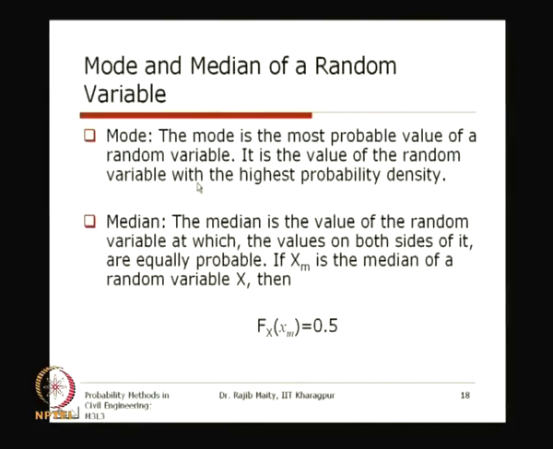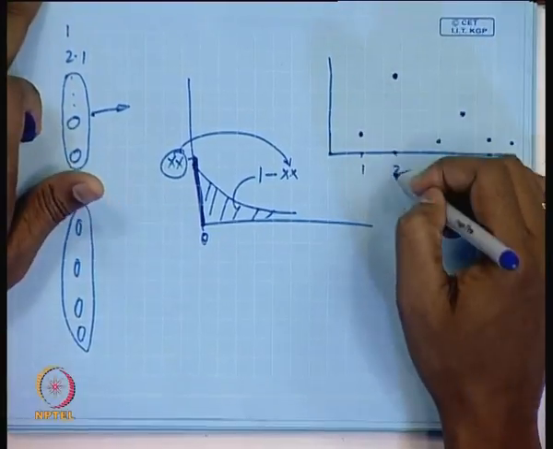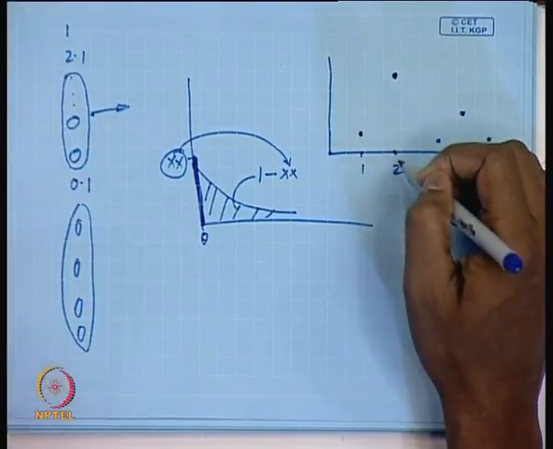The other two measures of central tendency are the mode and median of the random variable. The mode is the most probable value of the random variable. So out of the different outcomes in the case of discrete, and for the overall range, which one is the most probable value? This is the value of the random variable with the highest probability density. Obviously, when we call it probability density, this is for the continuous case. So if you look at this one, we see that at 2 the probability mass concentration is maximum. So obviously, the mode here is 2.